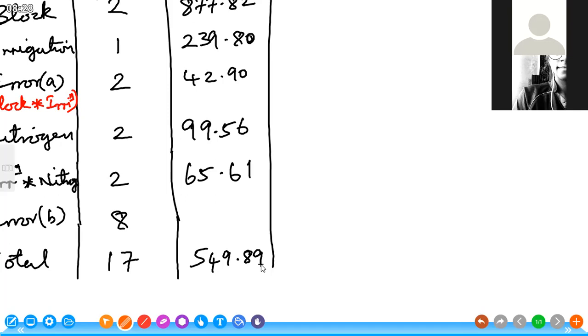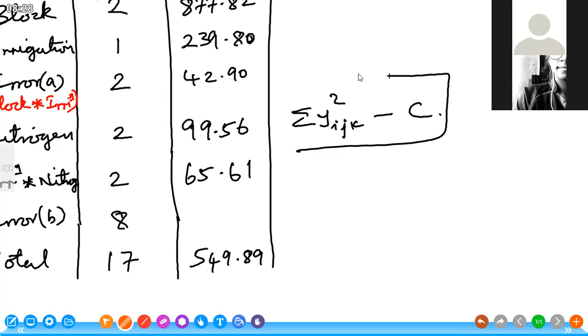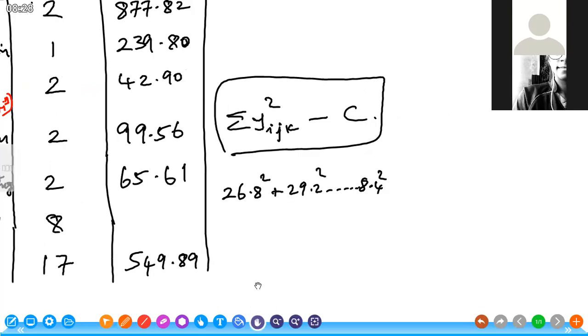Is that okay? It takes more time for us now to do it. Because it is simple: summation Yijk square minus correction factor. This is the total sum of squares. For example, in our example, 26.8 square plus 29.2 square and so on. The last value is 8.4 square, minus the correction factor.